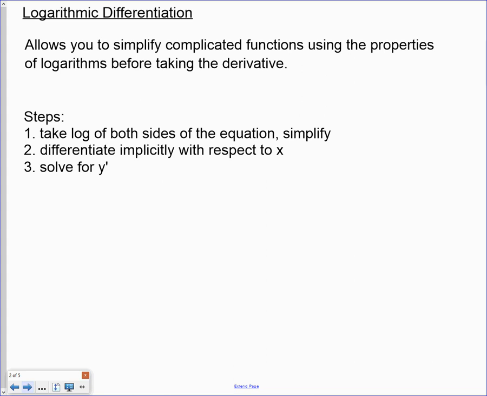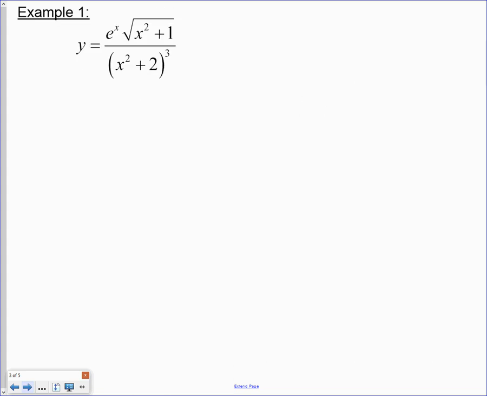So let's take a look at an example here. We've got a complicated function: y equals e to the x, square root of x squared plus 1, divided by x squared plus 2 all cubed. You could find the derivative of this using the quotient rule, the product rule, and the chain rule if you wanted to, but we're going to see how it becomes a little bit easier if we use logarithmic differentiation.